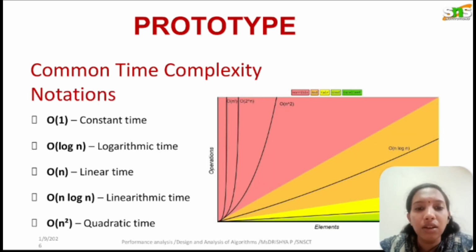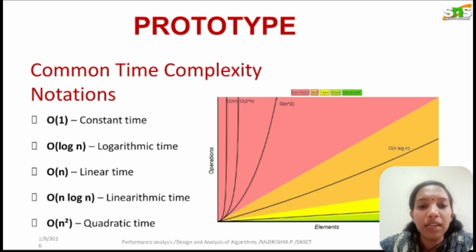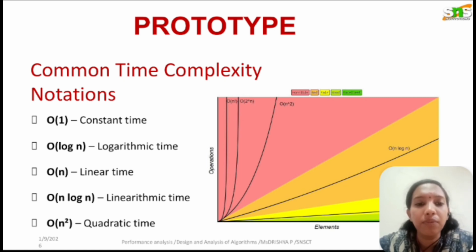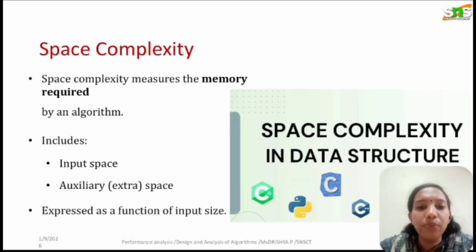Common time complexity notations are: order of 1, which represents constant time; order of log n, logarithmic time; order of n, linear time; order of n log n, linearithmic time; and order of n square, quadratic time. These are the common time complexity notations. This is the time complexity concept. The next is the space complexity concept.